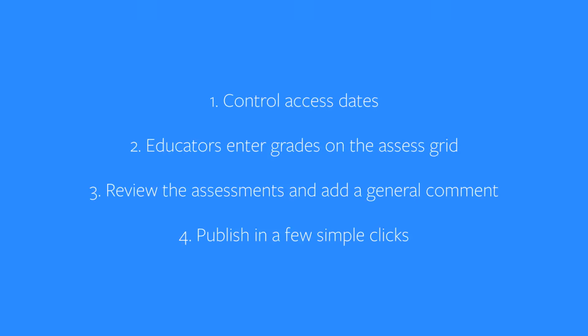The configuration part is done. We can start to check out how this looks in the Assess Grid, Review page, and finally on the Publish Grade Report itself. Let's start with the Access or Publish page.